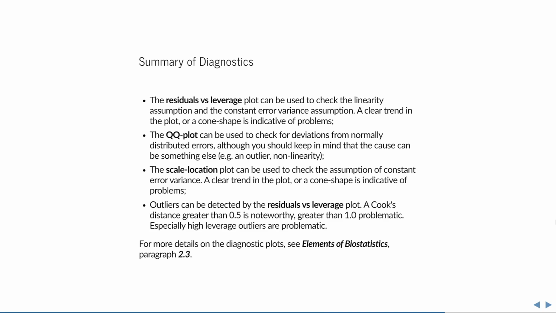And finally, outliers can be detected with the residuals versus leverage plot, where what you're looking for is whether any of the observations fall beyond the distance of 0.5 of Cook's distance, which is at least worthy of further inspection, or greater than 1, which means that it's actually problematic. Especially when an outlier also has high leverage, then you should do something about the outlier. For more details on the diagnostic plots, you can look at the book Elements of Biostatistics at paragraph 2.3.